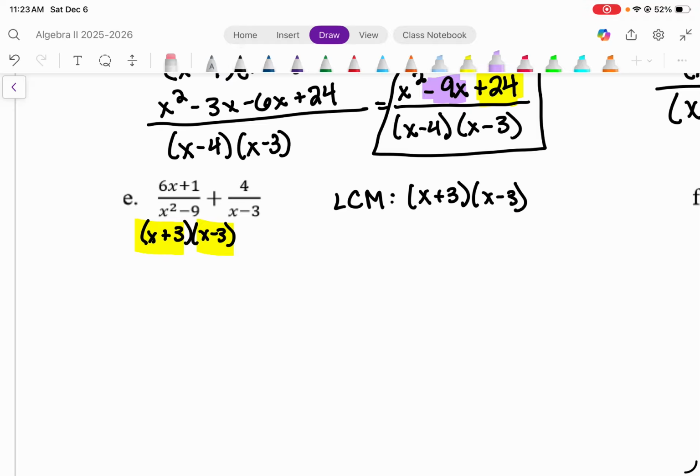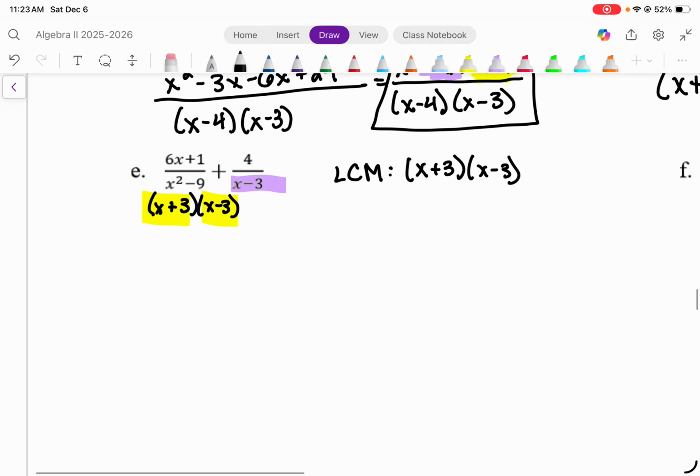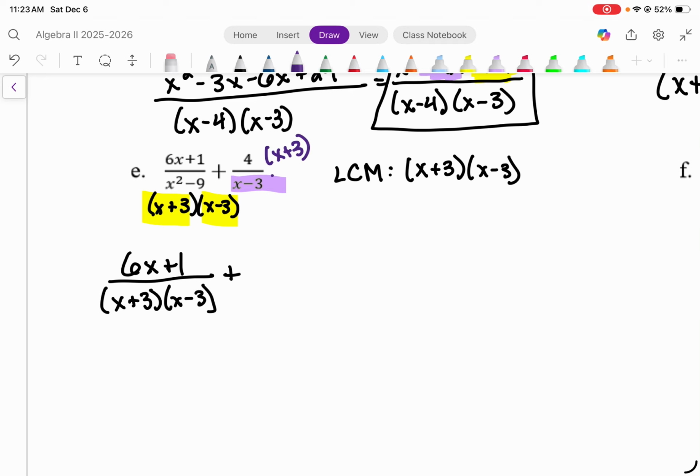Okay, and then the second fraction had the x minus 3 already, so I don't need to add anything else to my LCM. The first fraction doesn't need to be multiplied by anything, so I'll keep the 6x plus 1 over x plus 3 and x minus 3. And then plus, my second fraction, the denominator was missing the x plus 3, so that is what I'm going to multiply both the numerator and the denominator by. That will give me 4 times x plus 3 all over our common denominator.